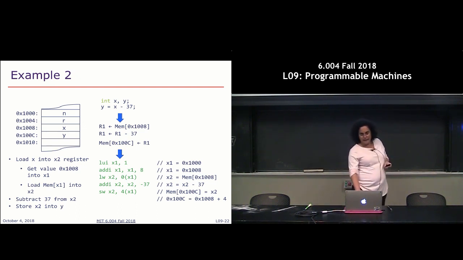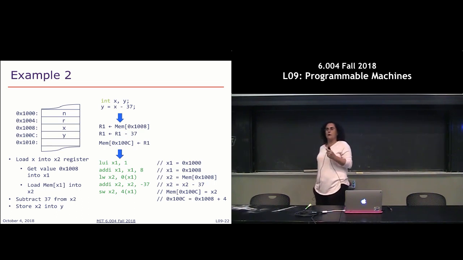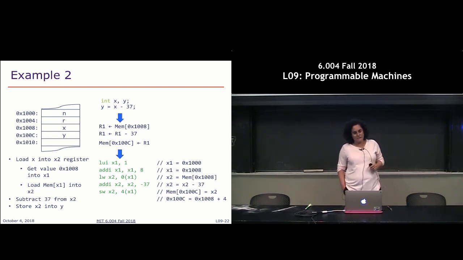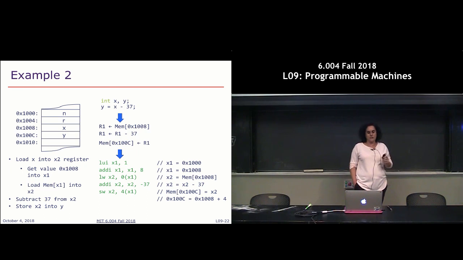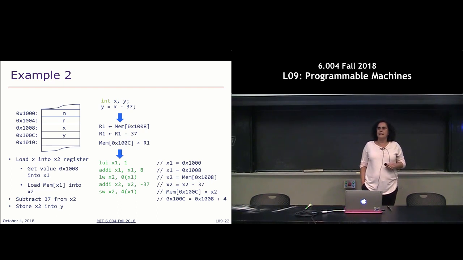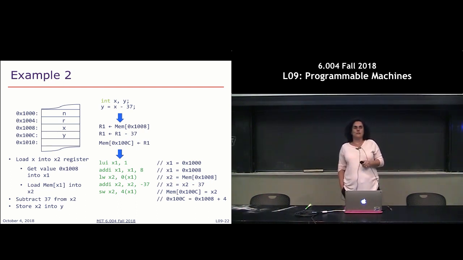So specifically, in order to load 1008 into some register, I first am going to do a load upper immediate of 1, and then I'm going to add 8 to that in order to get 1008 into my x1 register. And now that I have the correct address in my x1 register, I can do a load word operation with a 0 offset, and so that's going to take the contents of 1008 and store them into register x2. And then after that, I'm going to subtract 37 from x2. That's easy. And finally, I'm going to store the result into 1000C. Now, I already have 1008 in register x1.